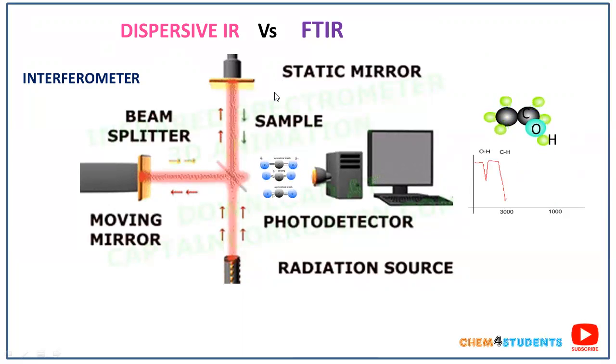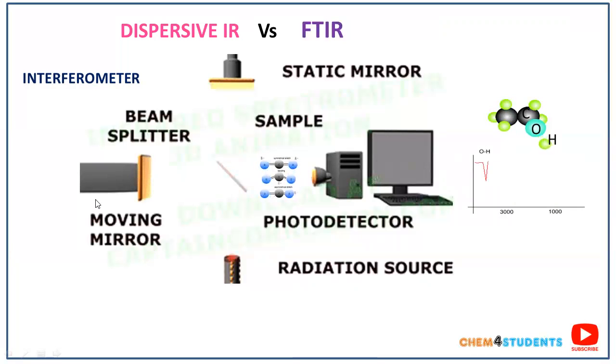Why? Because there are two important features: FTIR can scan the entire spectrum. That means it scans the entire IR wavelength. But dispersive IR is not able to scan the entire wavelength, and it also takes more time. And in FTIR, only the moving mirror moves, and all the remaining components are static, fixed. Whereas in dispersive IR, all the components will be moving. That's why in dispersive IR we get less accuracy compared to FTIR.